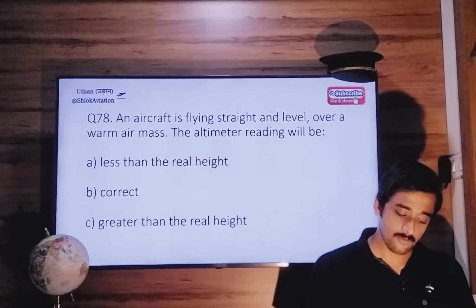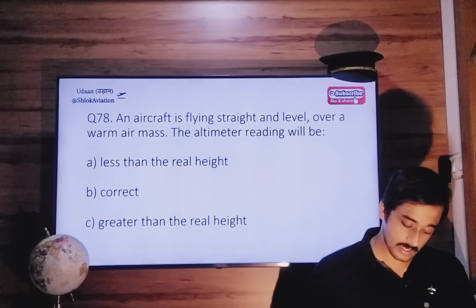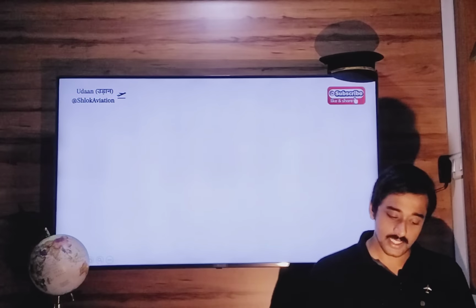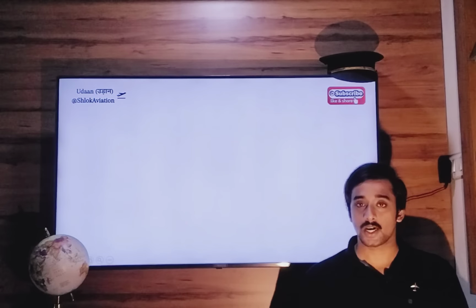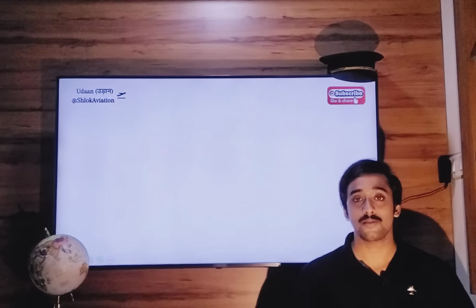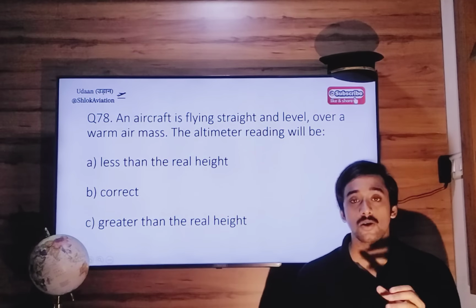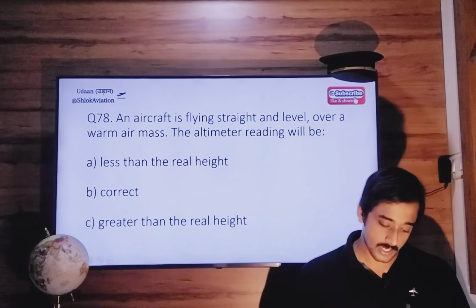Aircraft is flying straight and level over a warm air mass. The altimeter reading will be what? I have covered this in detail in my altimeter errors video lecture. You can find that in the playlist. I have also solved all altimetry questions from Oxford, RK Bali. So do watch those video lectures. Your concept will be revised, and if you are not familiar with the concept, you will be introduced to it, and your concept will be very strong.